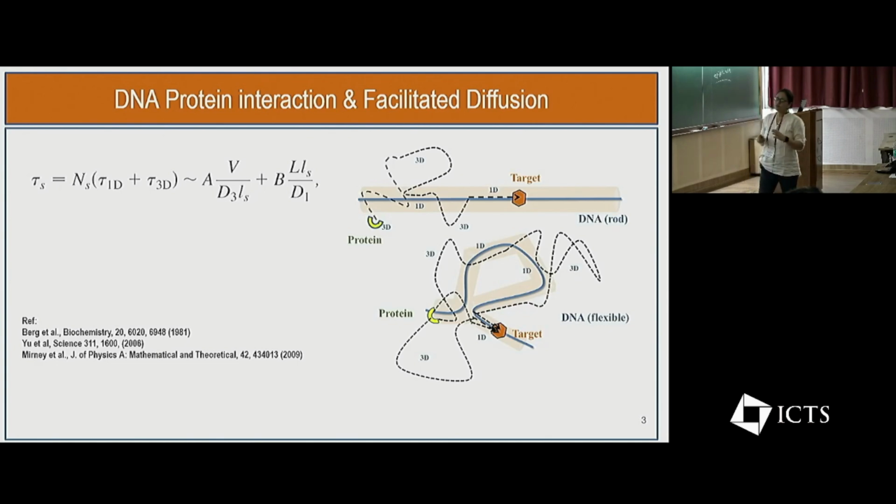In order to summarize with the mathematical detail, the target search time scale can be equated to the number of search rounds, that is, the number of times I come back to 1D search, times tau_1D, the 1D search time scale, plus tau_3D. And then it is proportional to D3, the diffusion coefficient in 3 dimensions, and D1, the other term, which is related to the coefficient in 1D, okay?